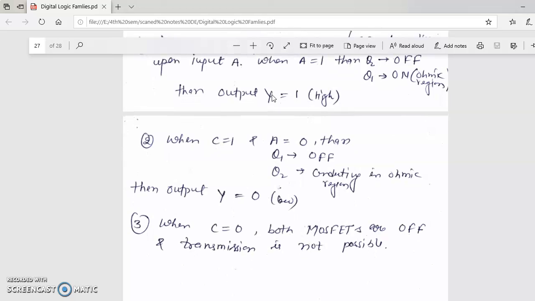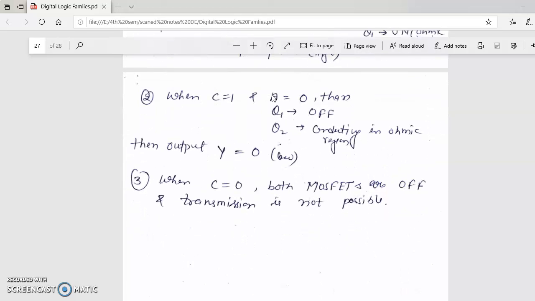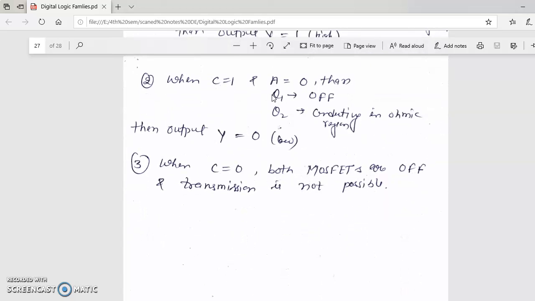And when C equal to 0, both MOSFETs are off, transmission is not possible. This is very useful for CMOS applications. When C equal to 0, both MOSFETs, that is the NMOS and PMOS, the combination of which is called CMOS, are off, and transmission is not possible.